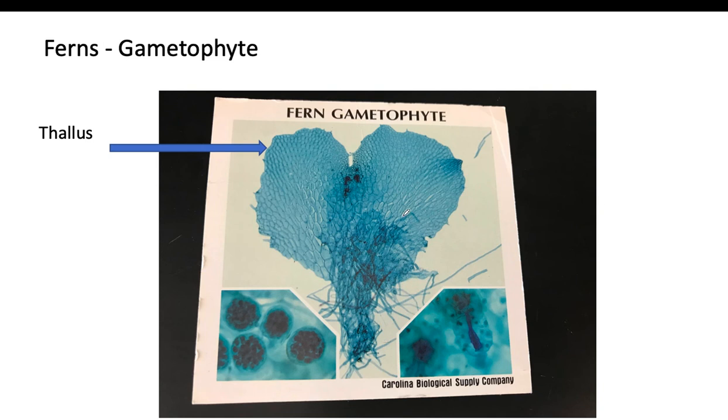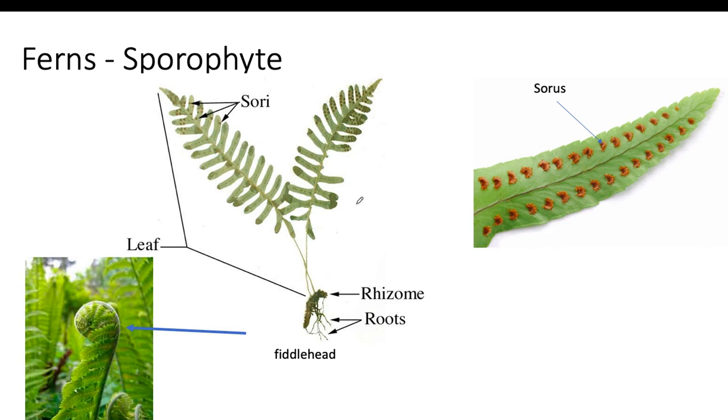So this is a gametophyte, the fern gametophyte, and it has this heart-shaped structure that's called a thallus. Okay, so that's another thing that you'll be able to identify on the lab test. And this is where sperm and egg are actually going to be able to come together and start the next generation. Okay, so this is the gametophyte generation. Now the sporophyte generation, this is what we think of when we think of a fern. We typically don't really see that thallus. That's sometimes just underneath the ground. It's kind of small and we don't actually see it.